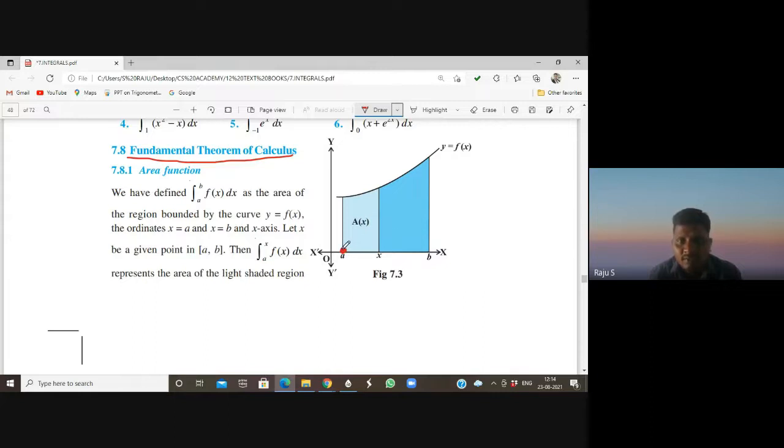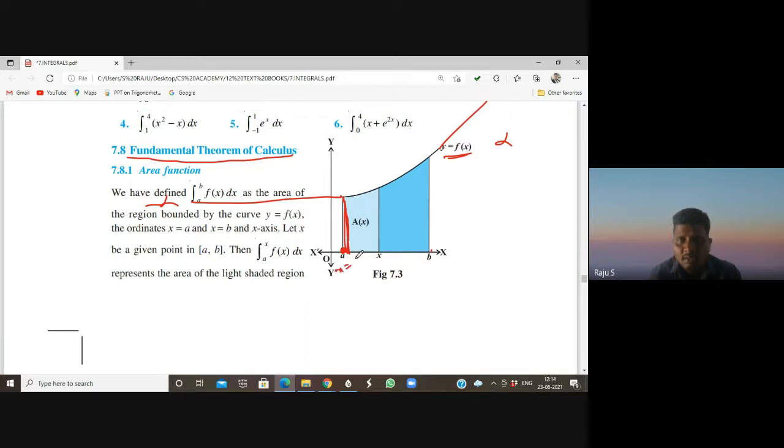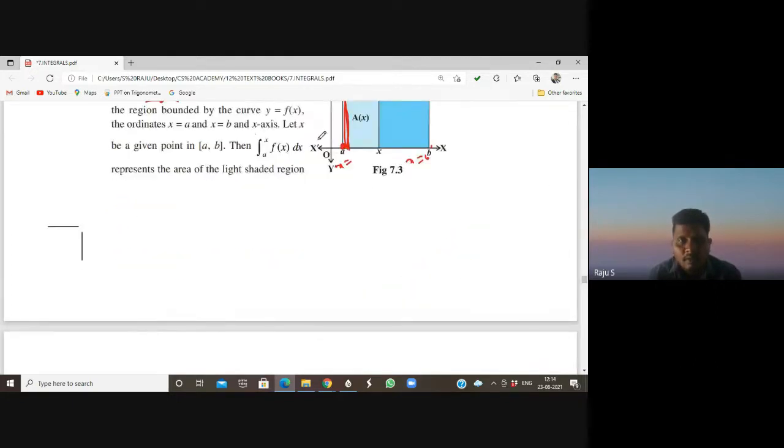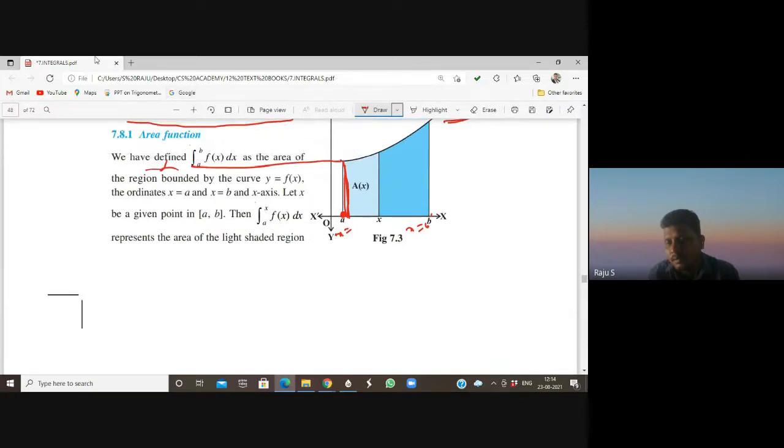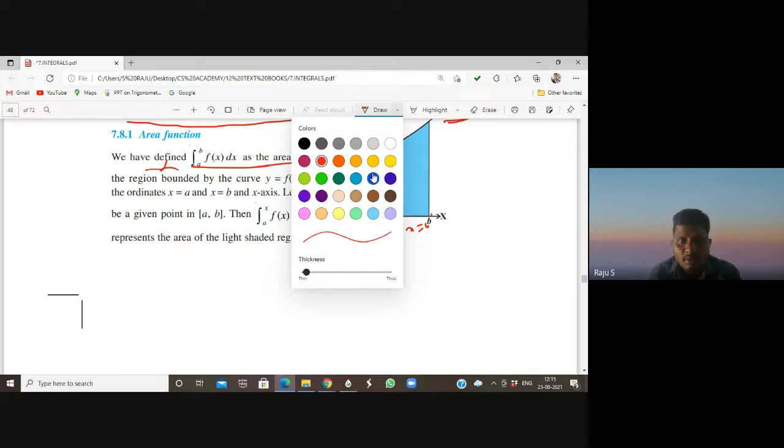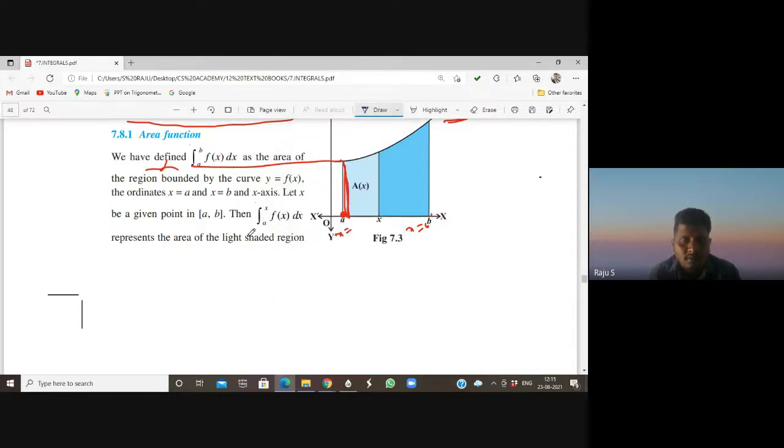See here, we want to find the area of this curve y is equal to f of x between a to b, because you know the curve may exist from minus infinity to plus infinity, but we want to know just the area between two particular values. I'm taking x is equal to a here, x is equal to b here. Between these two values, we need to find the area. Right.